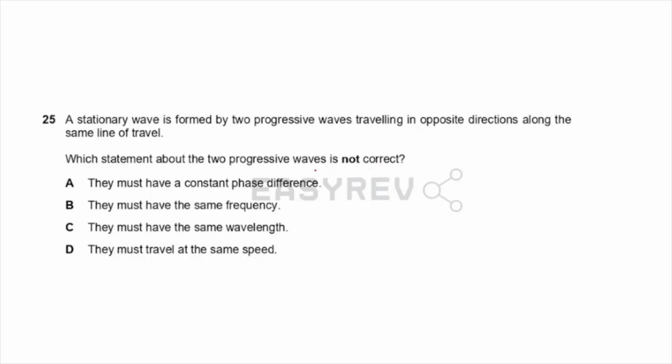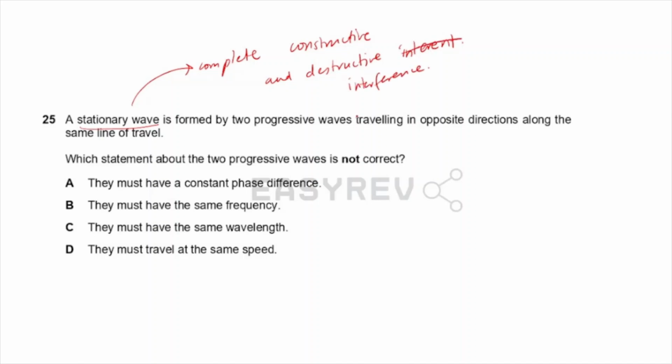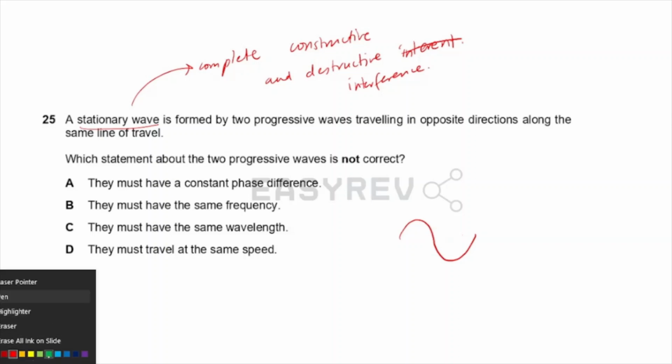So if you want a stationary wave to be formed, you need complete constructive and destructive interference to happen. If there's any lead or lag between the two, interference. So let's see which option allows constructive and destructive interference to happen. With this in mind, we can immediately cancel out option C, because C says they must have the same wavelength. Suppose they didn't have the same wavelength, suppose this red wave was being overlapped with this green wave.